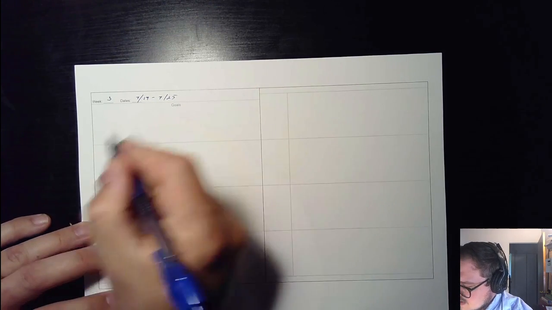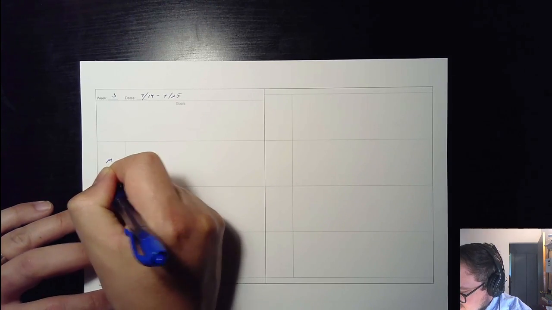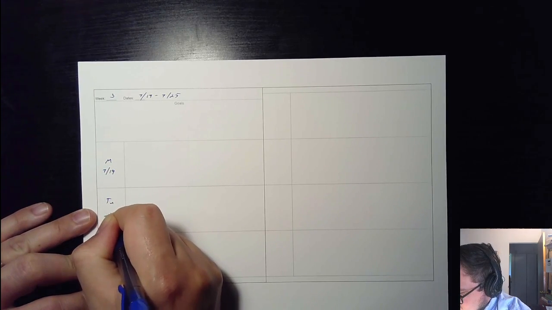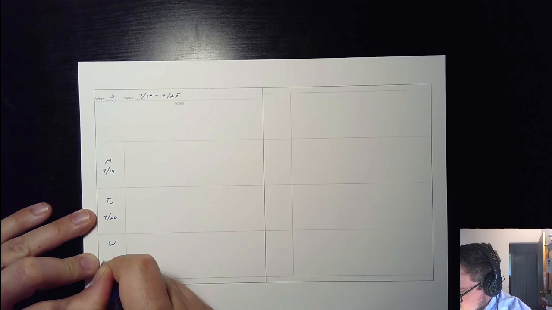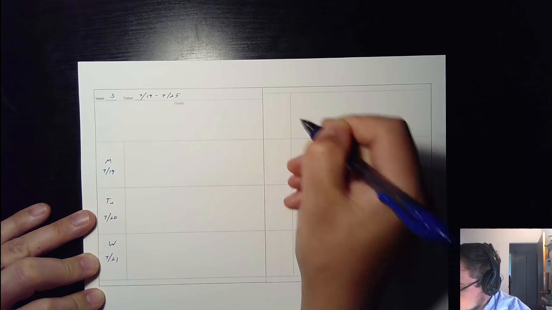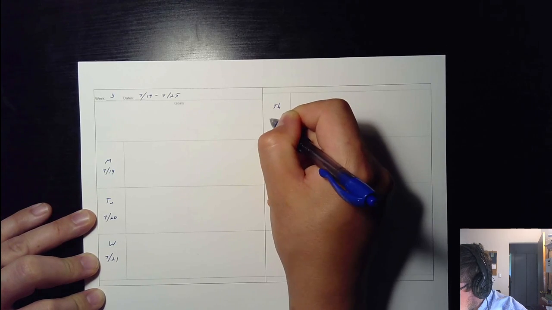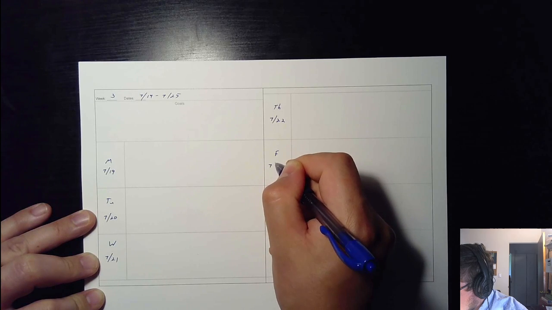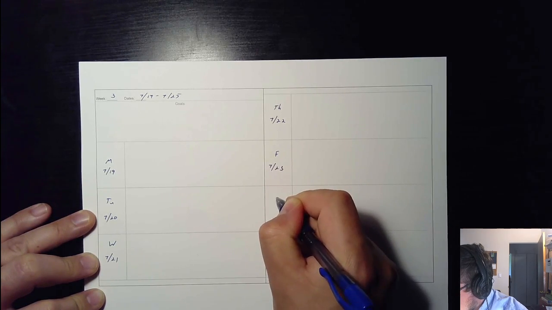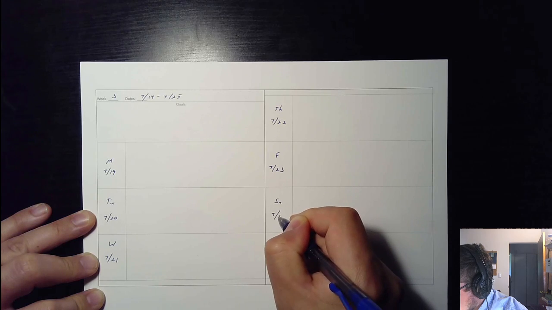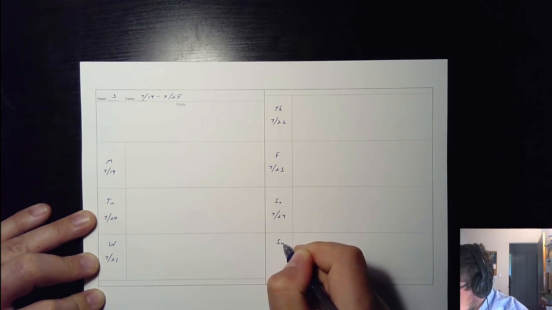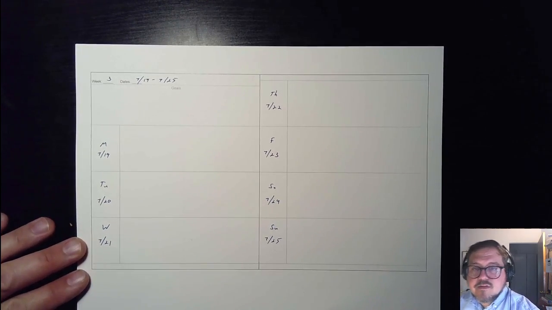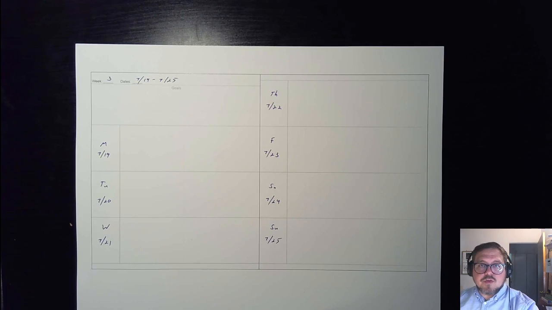7/25. And I'll just write Monday 7/19, Tuesday 7/20, Wednesday 7/21, Thursday 7/22, Friday 7/23, Saturday 7/24, Sunday 7/25. And so now I can figure out, what do I have to do each of these days, right?